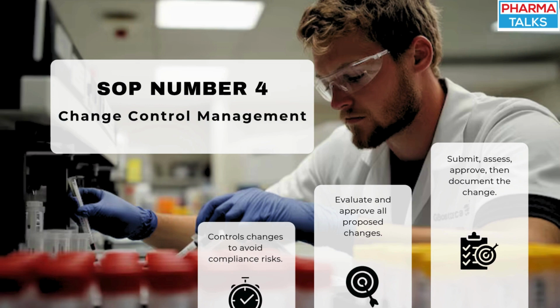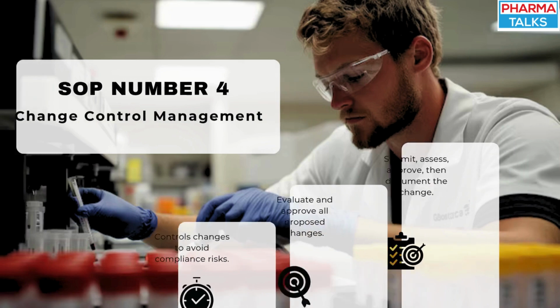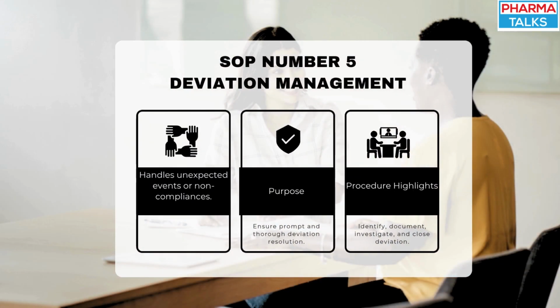This change control system helps to prevent unintended consequences, ensures compliance with regulations, and maintains the overall quality and reliability of products and processes. SOP number 5 focuses on the process for handling deviations, which are any unexpected occurrences that deviate from established procedures, processes, or standards. It's critical to have a clear procedure for handling deviations to ensure product quality, patient safety, and compliance with regulations.